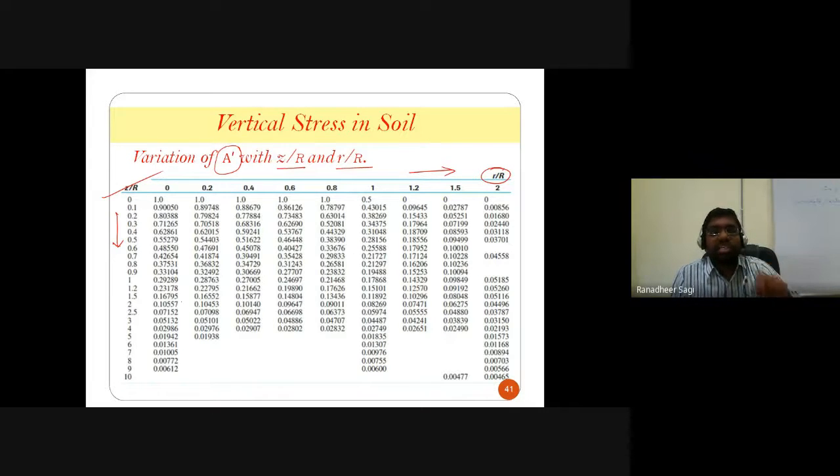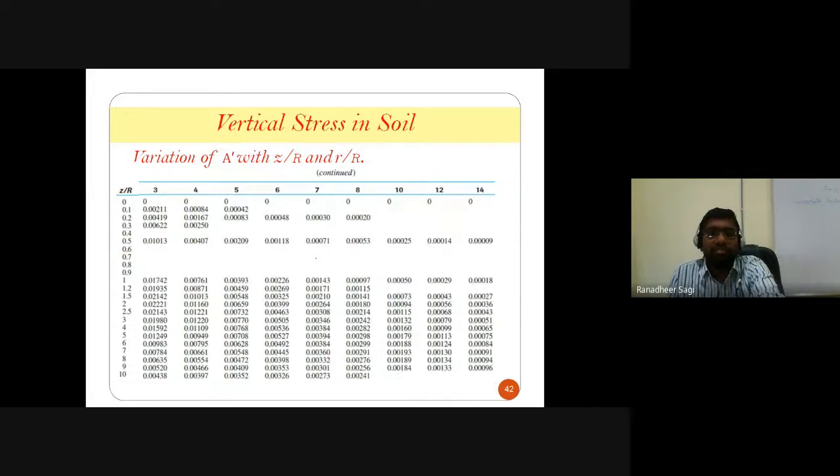Let's say z by R is equal to something like 0.6 and r by R is equal to something like 0.8. So z by R equal to 0.6 means this line, and the corresponding r by R value is 0.8. So for that, what is the value that I am getting of a dash? a dash is nothing but 0.33676. So I can pick my a dash from this particular table.